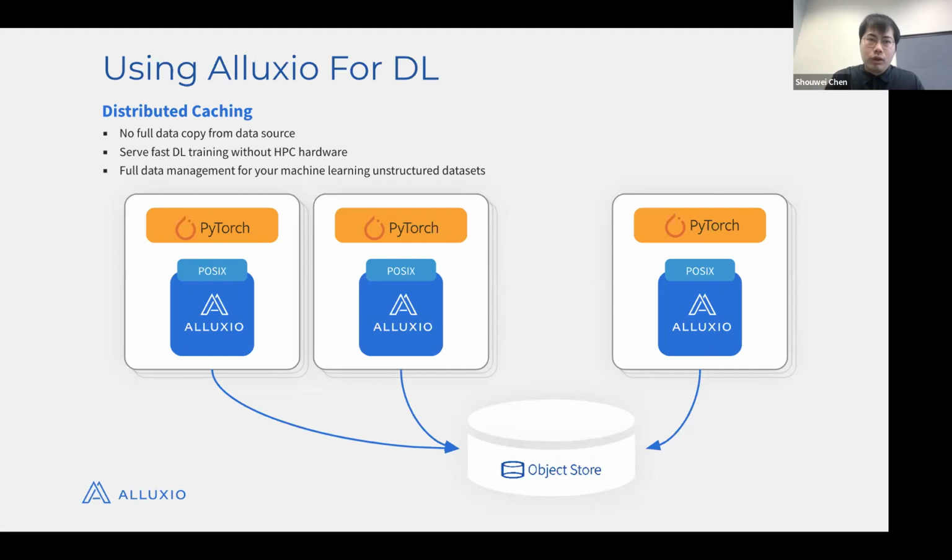Previously, if you wanted to do this, you needed to copy the data from the data source to your local machine, or copy the data from the source to an intermediate storage system to serve the data. But nowadays, you don't need to worry about it. You don't need to do the data migration. We will do intelligent data set handling for you, moving the data from the object store to Alluxio and serving the training data.